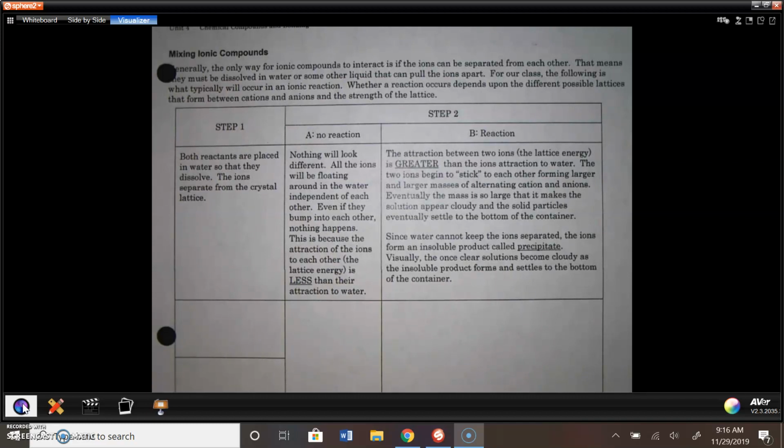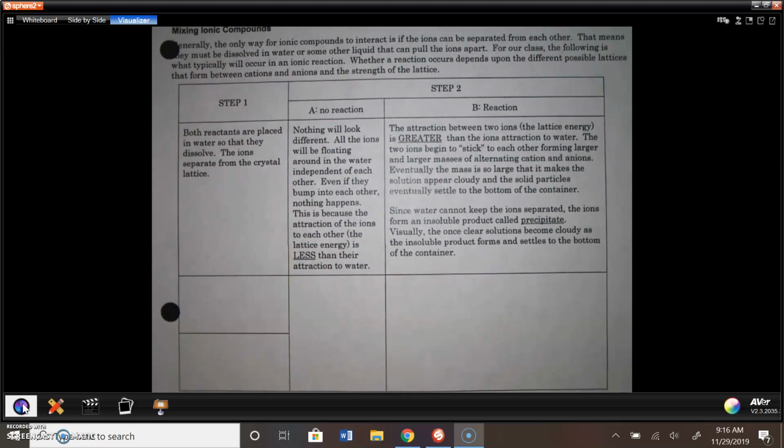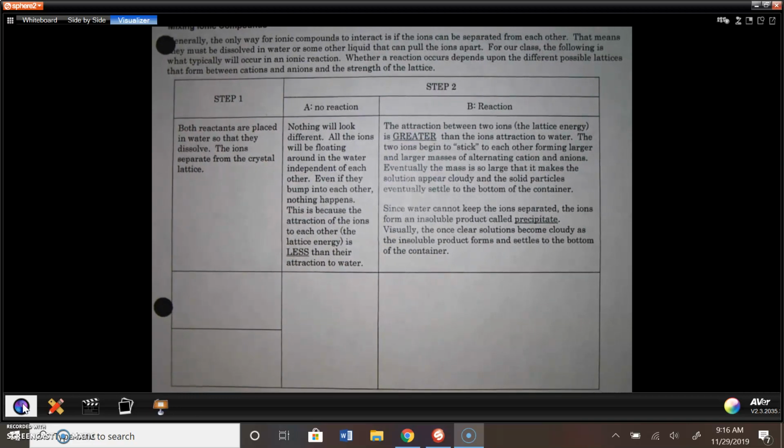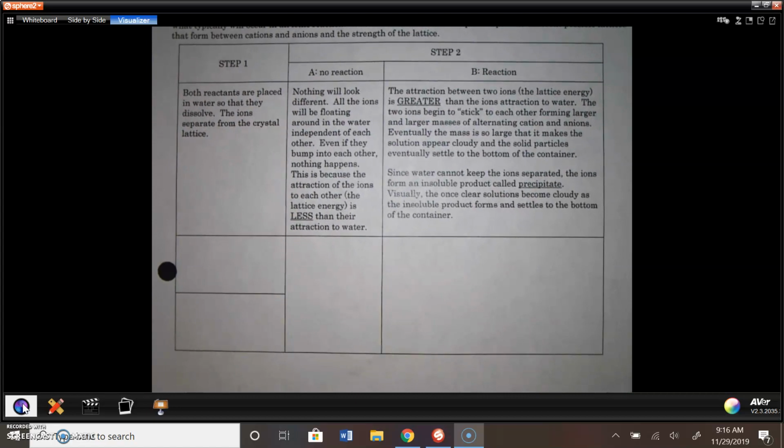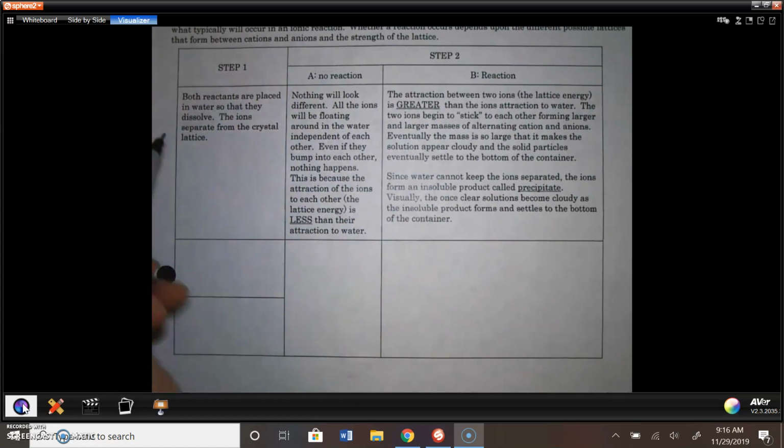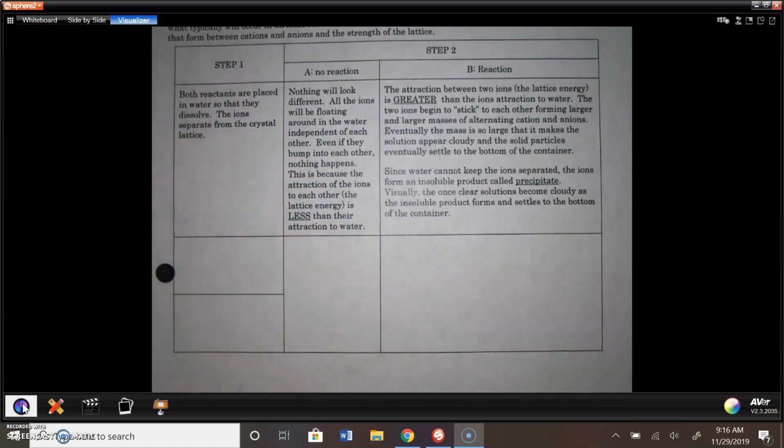However, if you dissolve those ionic compounds in water, separate the cations and the anions from each other, now they are free to move. So in order for ionic compounds to mix or to interact, they have to be separated. So we're going to take a look at what's going to happen when an ionic substance mixes with another ionic substance. And like I said, the only way for that to happen is through solutions. So when we start off, you're going to do a lot of these activities. Both reactants are in separate dropper bottles typically.